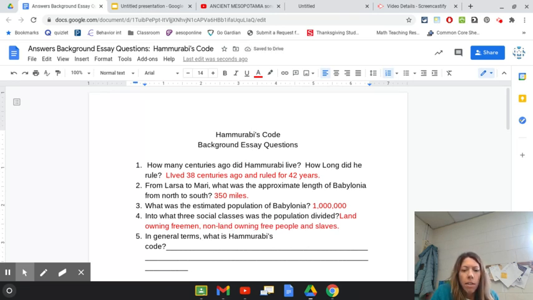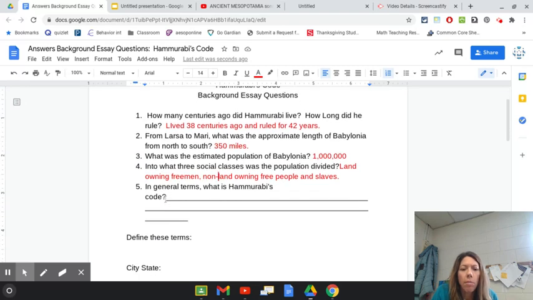Okay, so you have these different groups listed for the laws. The land-owning freemen, the non-land-owning people, and then slaves. Okay, number 5. In general terms, what is Hammurabi's code?